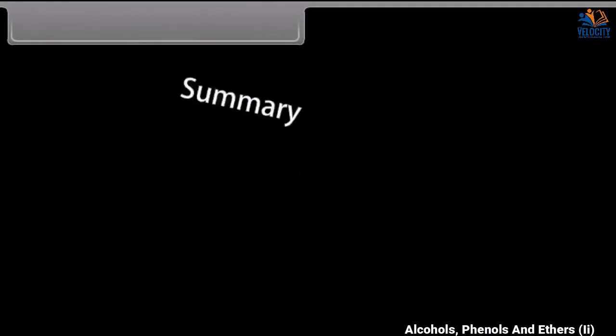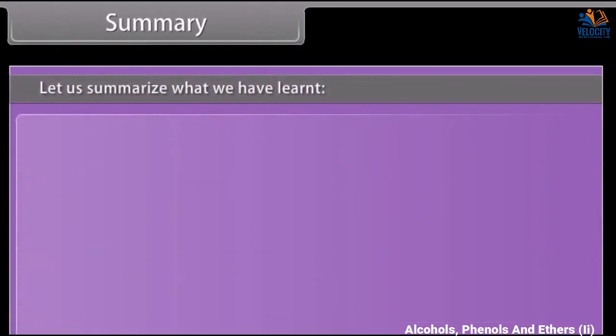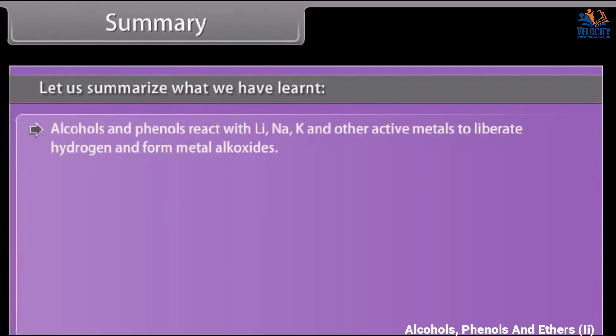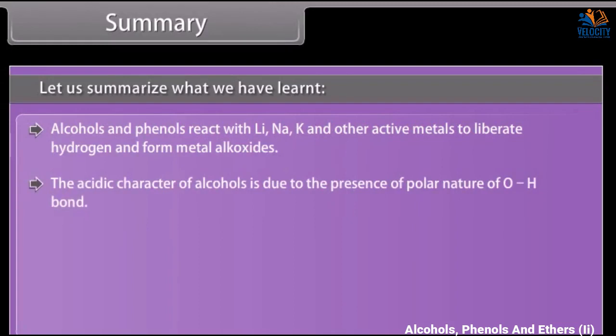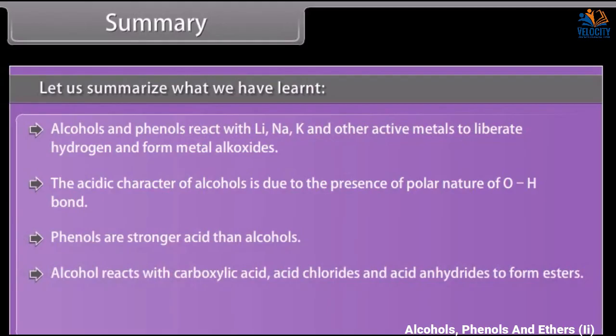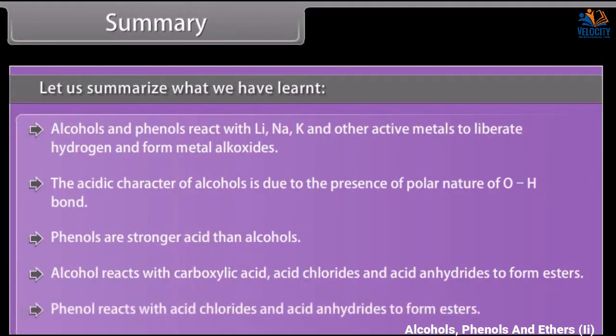Summary. Let us summarize what we have learned. Alcohols and phenols react with lithium, sodium, potassium, and other active metals to liberate hydrogen and form metal alkoxides. The acidic character of alcohols is due to the polar nature of the O-H bond. Phenols are stronger acids than alcohols. Alcohol reacts with carboxylic acids, acid chlorides, and acid anhydrides to form esters. Phenol reacts with acid chlorides and acid anhydrides to form esters.